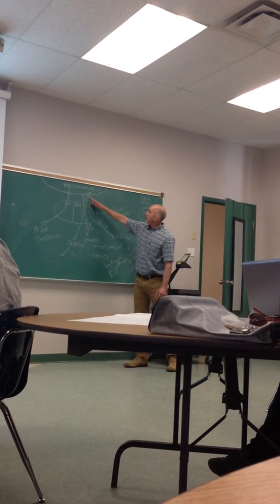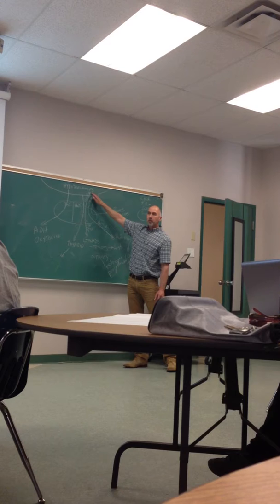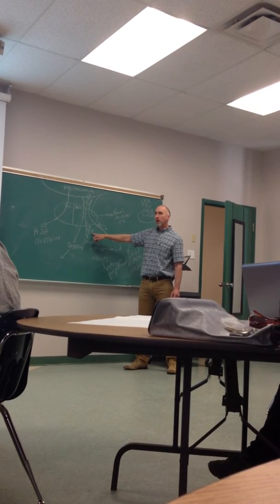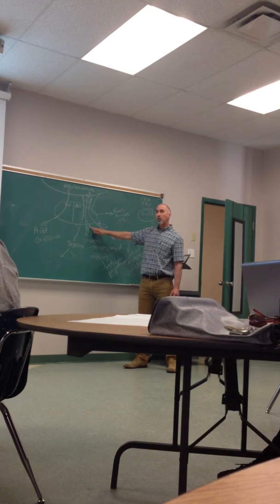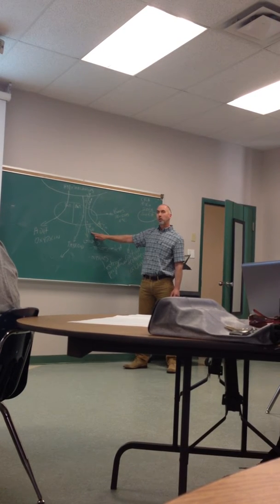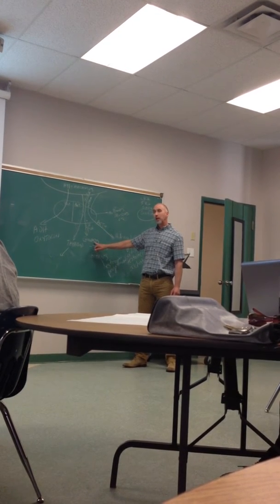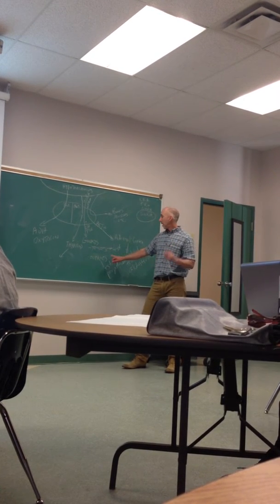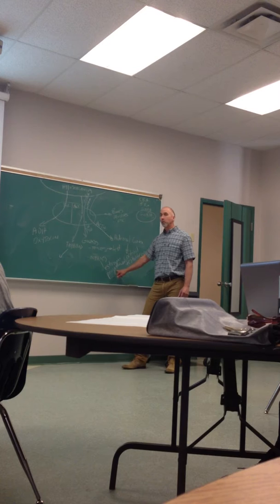Okay, so gonadotropin releasing hormone from the hypothalamus acts on the anterior pituitary. It will cause the pituitary to secrete luteinizing hormone and follicle stimulating hormone, which then act on the gonads, testes in males to secrete testosterone, and ovaries in females, estrogen and progesterone.